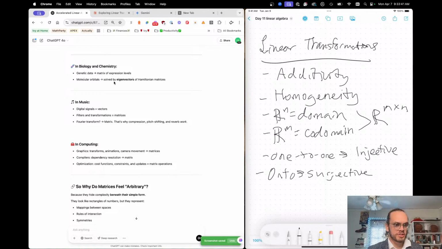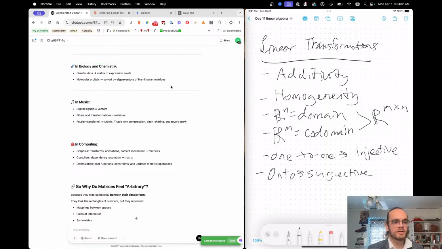Molecular orbitals are solved by eigenvectors and Hamiltonian matrices. Digital signals in music are vectors. Filters and transformations are matrices. A Fourier transform, matrix. That's why compression, pitch shifting, reverb. This is insane. Okay.